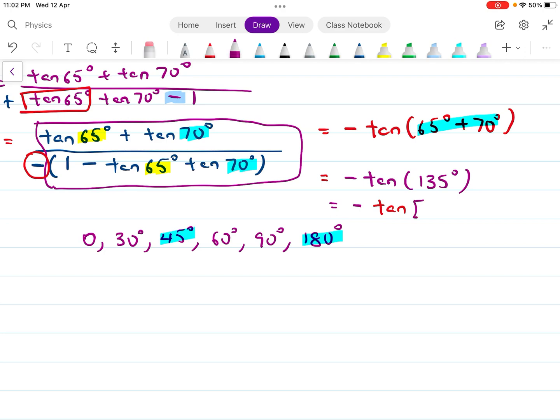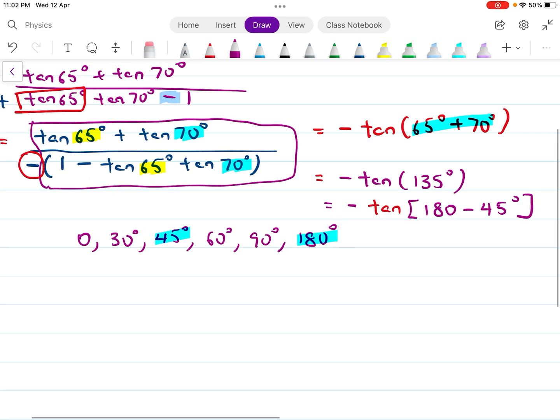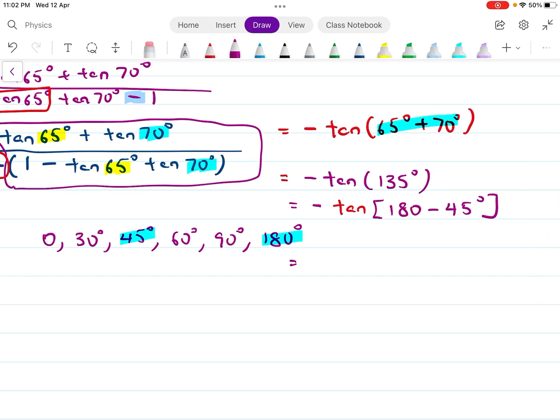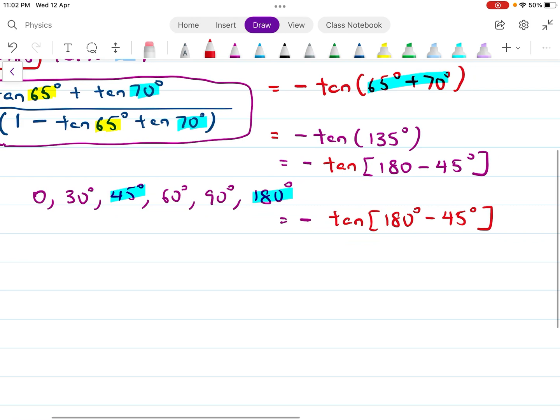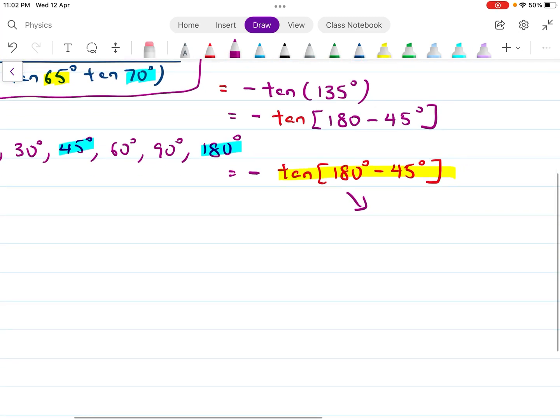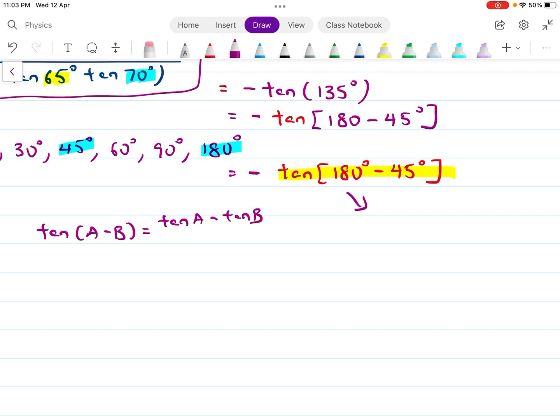So this will give you 135. First, let's write down 180 minus 45 degree. These are the two special angles. So next, let's continue on. Now we put here negative tan (180 minus 45 degree). Let's see what I will get based on the subtraction formula. If I bring your focus on this part here, let's put the negative sign aside first. So this part is actually tan A minus tan B, right? So tan (A minus B) is equal to tan A minus tan B over 1 plus tan A tan B.